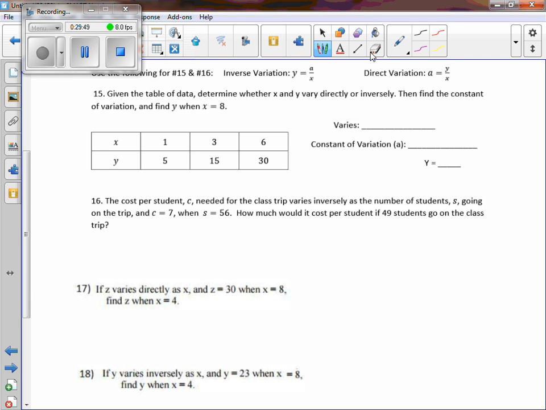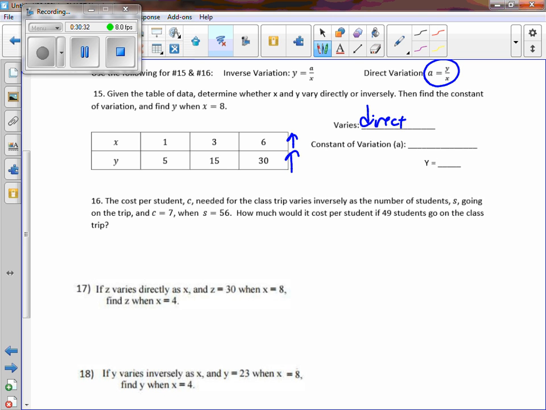Number 15, given the table of data, determine whether x and y vary directly or inversely. Then find the constant of variation and find y when x is 8. Constant of variation is the formal term for this a right here. So first we're going to look at this table. x is going from 1 to 3 to 6, so that's going up. y is going 5 to 15 to 30. That's also going up. So that's an example of direct variation. Now the constant of variation, to figure it out, a equals y over x.